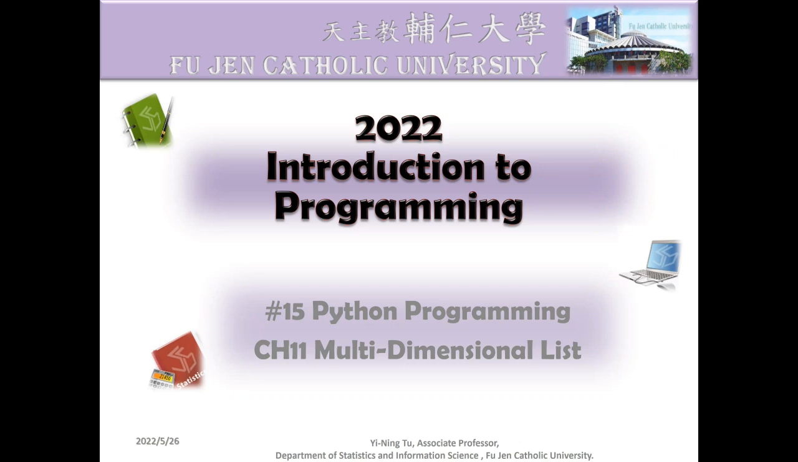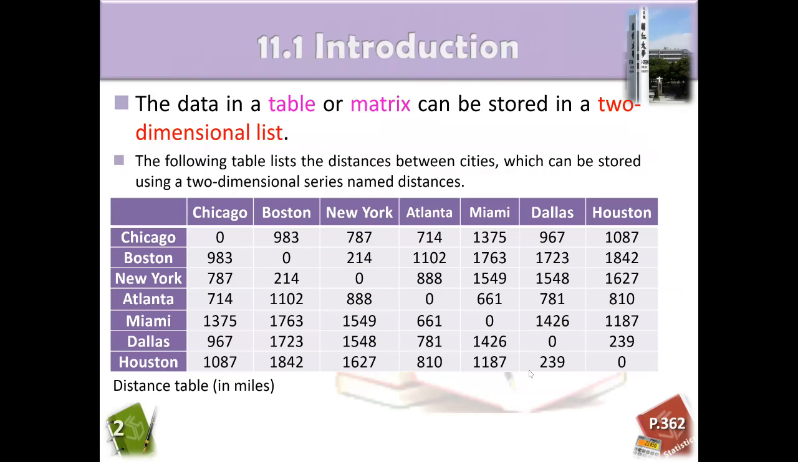Okay, this is the next part. We call that multi-dimension list in chapter 11. Okay, so it's different from the one-dimension list. It's at least multi-dimension. So we'll try to let you know what is a two-way.